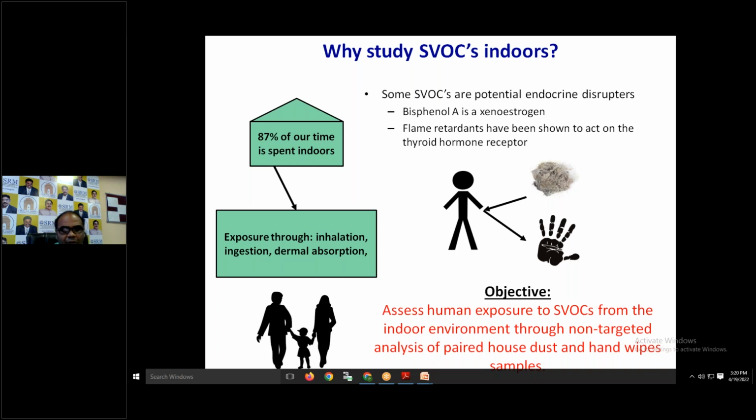right? So the objective, what is it? Assess human exposure to SBOCs from the indoor environment through non-targeted analysis of paired.